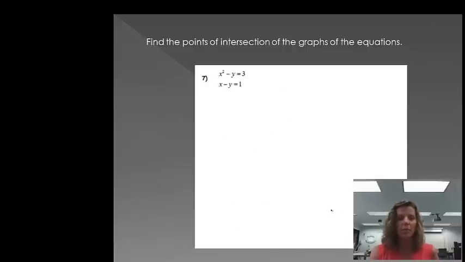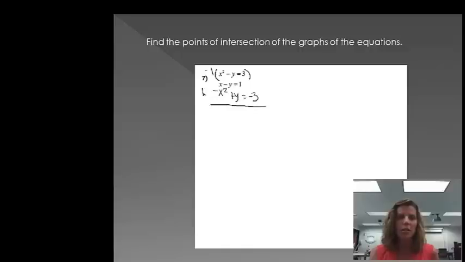Okay, next example. This time you'll notice we have something else going on because we have an x squared. That's actually a sideways parabola, just in case you were wondering. And we have a line. I'm going to work this problem two different ways. The first way is similar to the way that I did number 6, using elimination. I'm going to multiply this top equation by negative 1. So I've got negative x squared plus y equals negative 3.